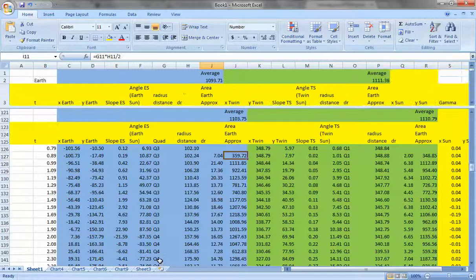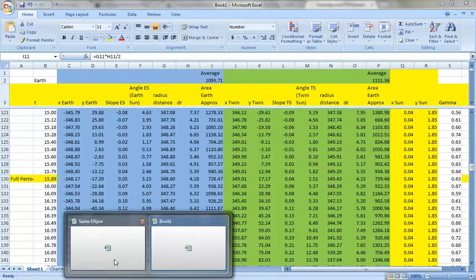Where am I? There we go. All right. Okay, I want this one.